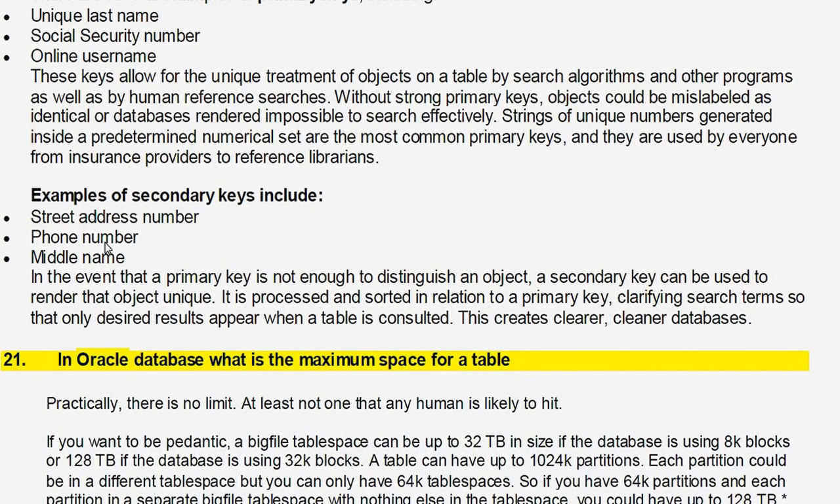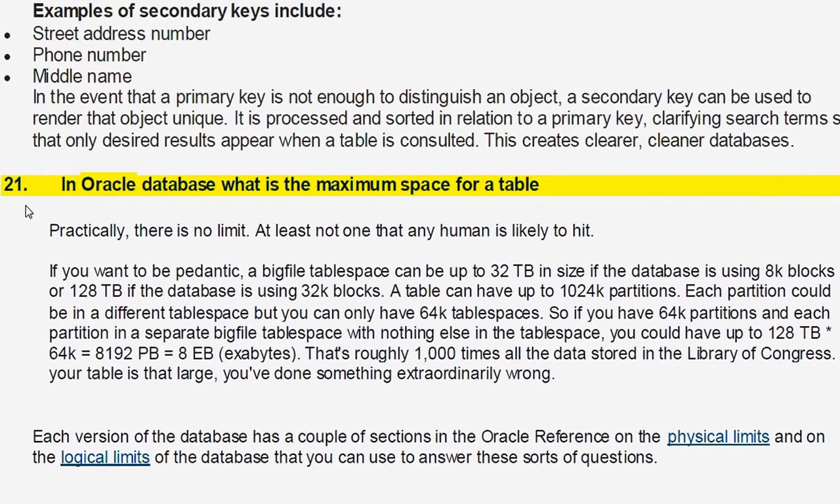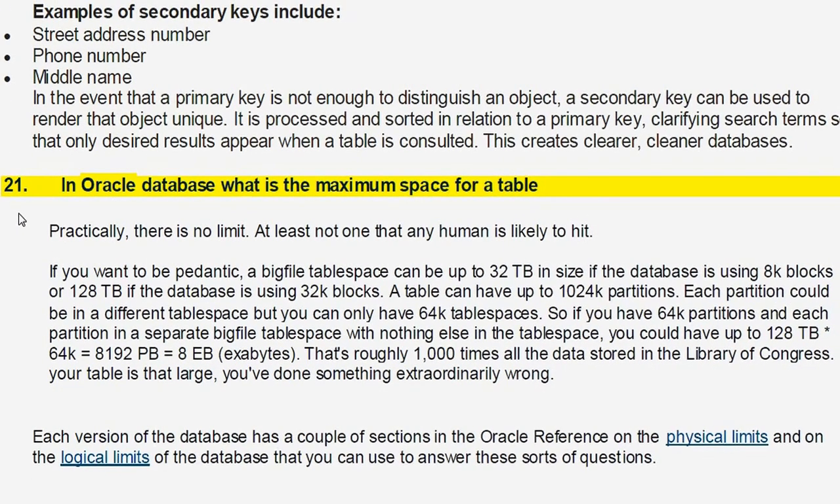So secondary key is a second reference to the primary key. And moving to the next question, what is an Oracle database? An Oracle database is also a relational database. The question is, in Oracle database, what is the maximum space for a table?